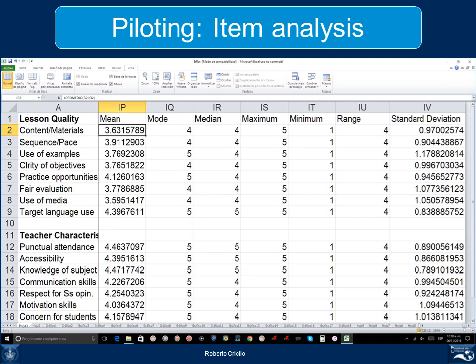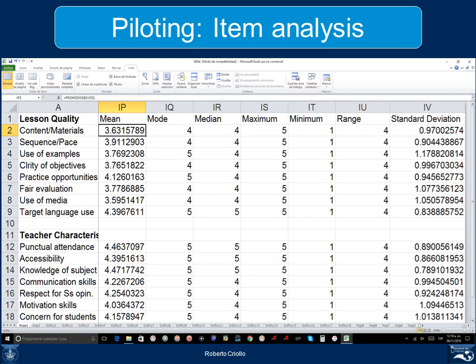When we look at these two examples, we can also see that for practice opportunities the mode was 5, and so it is for target language use. So this means that a lot of students circled number 5. That means that the number that was repeated more times for those items was 5, which means that the students were really satisfied with the target language use and the use of examples.